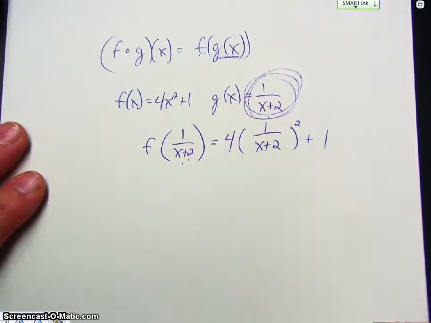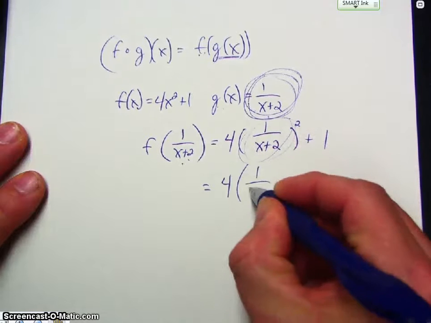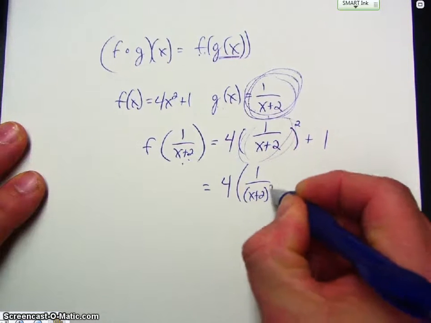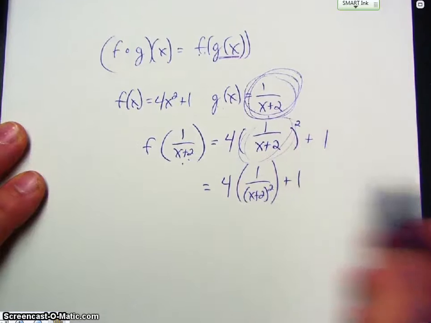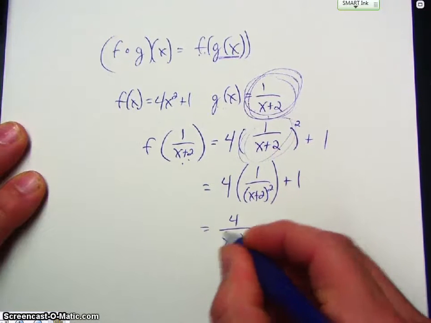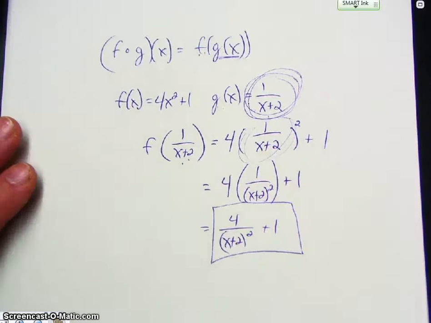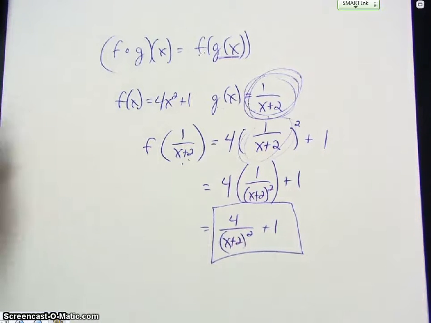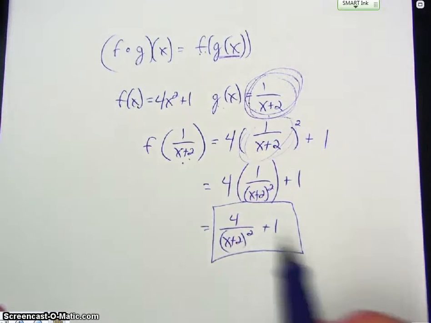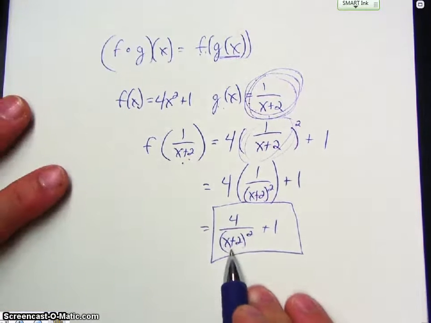So now I'm going to go ahead and simplify this. If I square this, it becomes 1 over the quantity x plus 2 squared plus 1, and then multiply, so I get 4 over x plus 2 quantity squared plus 1. And you can leave it like that. You don't need to multiply this out because I like the denominators to be factored anyway.